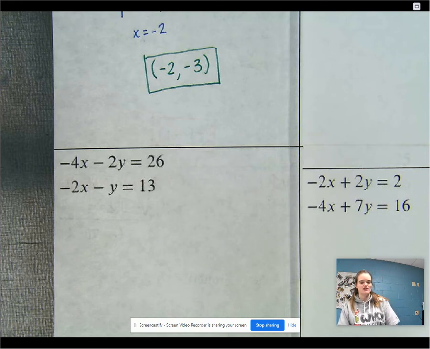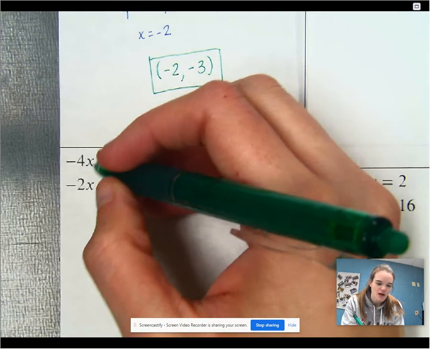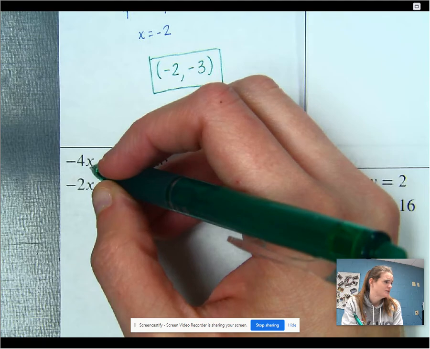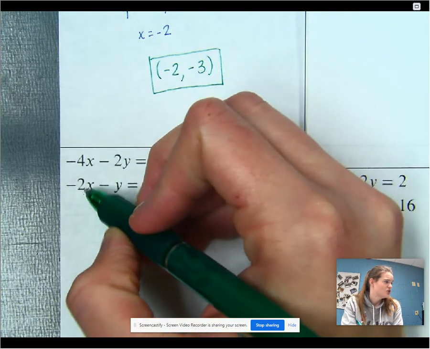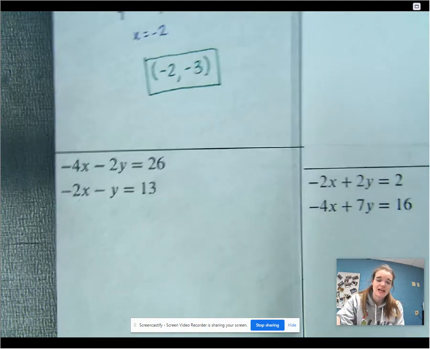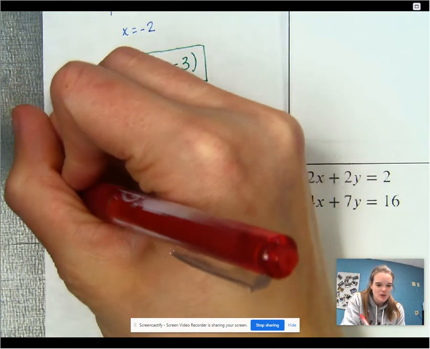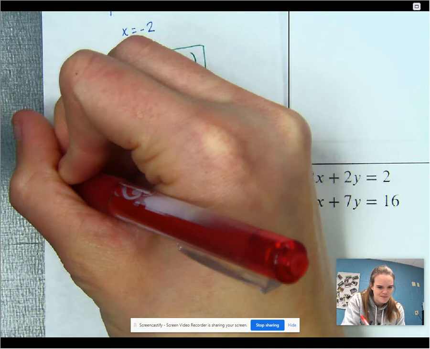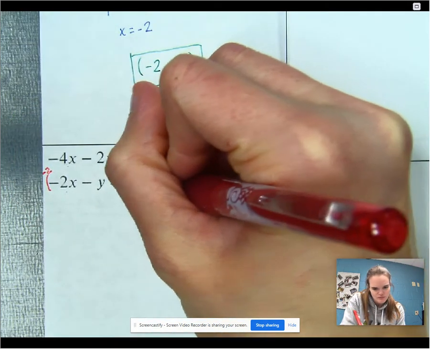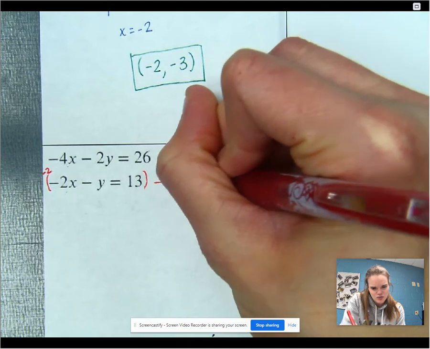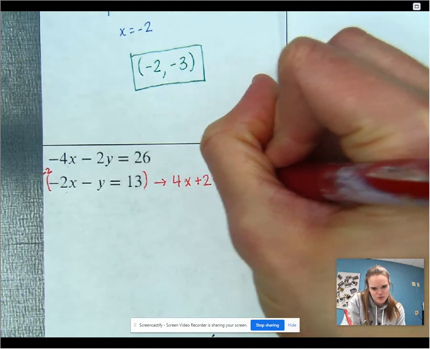Okay, let's go ahead and look at the x's. So negative 4x, negative 2x, is it possible to turn one of these into the other? Yes. I can change the 2 into a 4, and I need it to be positive 4, because I need them to be opposite signs, by multiplying by negative 2. So that becomes positive 4x, positive 2y, and negative 26.